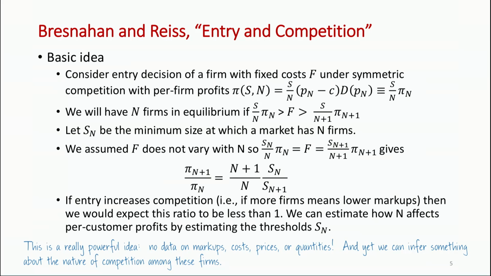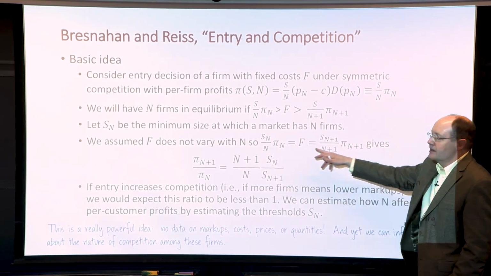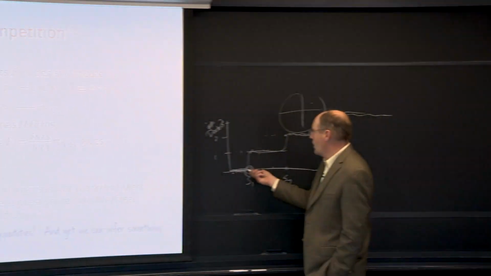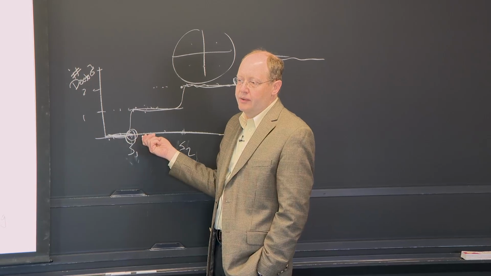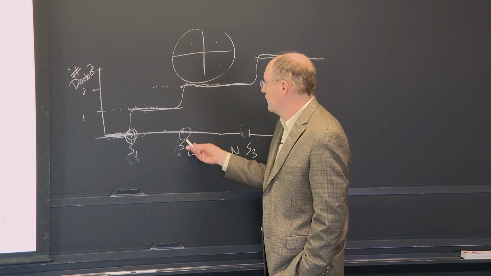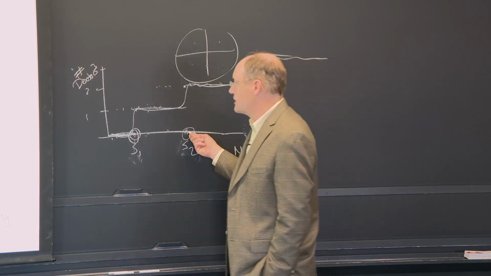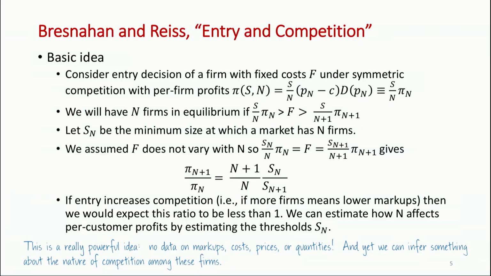So if you assume that the fixed costs don't vary with n, then Sn over n times pi n is going to be f. And also Sn plus 1 over n plus 1 times pi n plus 1 is going to be f. So at this point, the second doctor is just indifferent to entering or not, because if it was smaller, he wouldn't enter. If it was bigger, he would enter. Here, the third doctor is indifferent to entering or not. So in both of these, the profit that you get if you do come in is exactly equal to f.